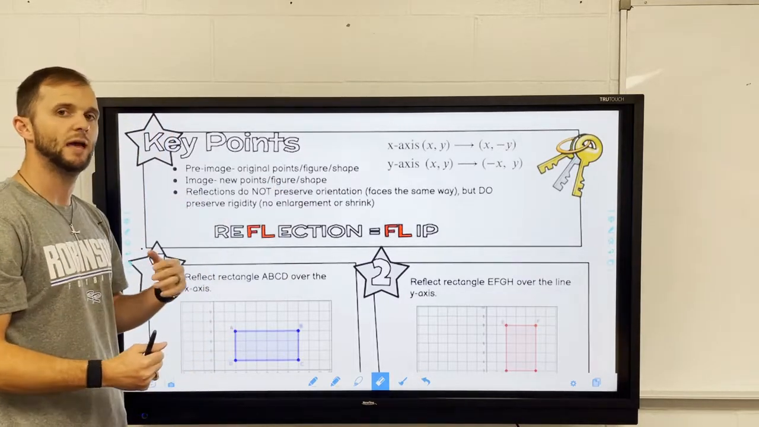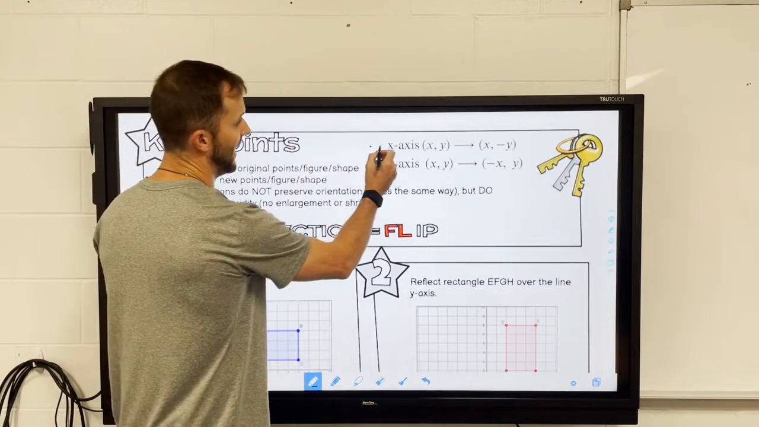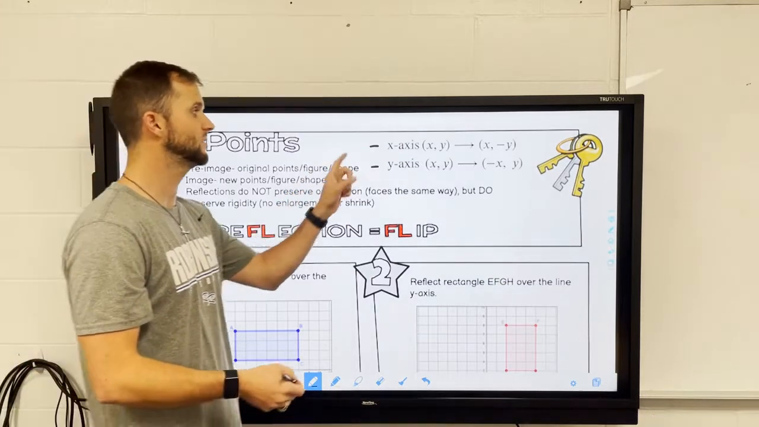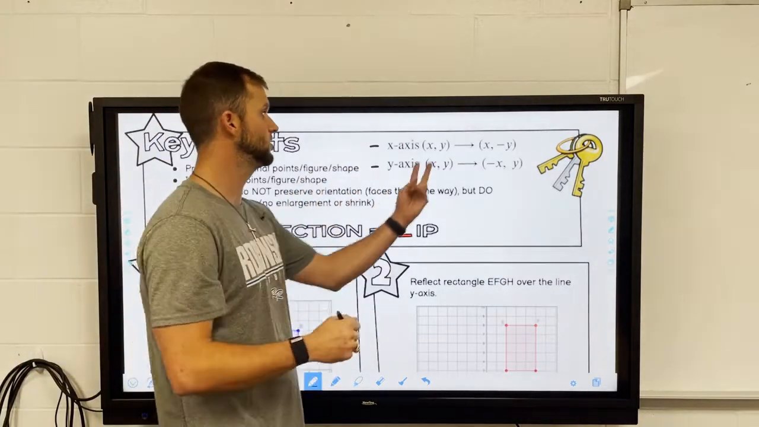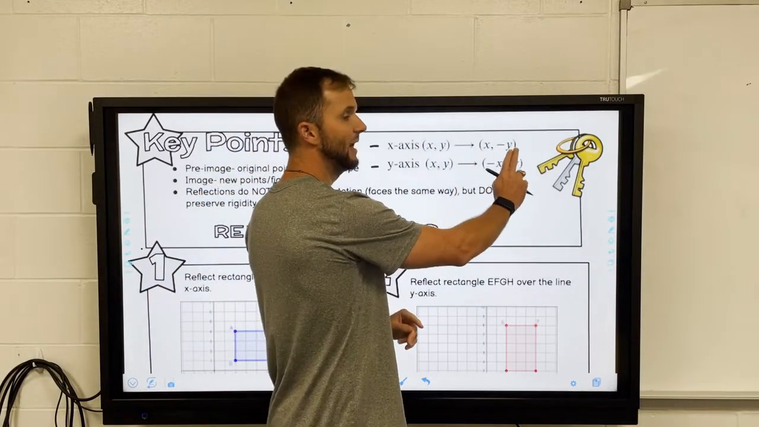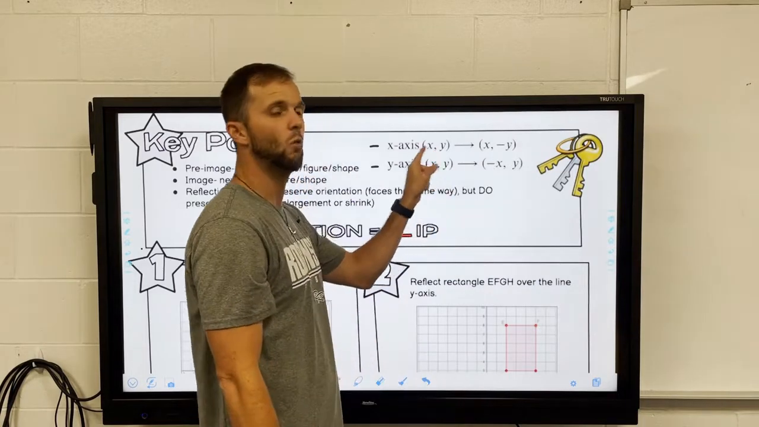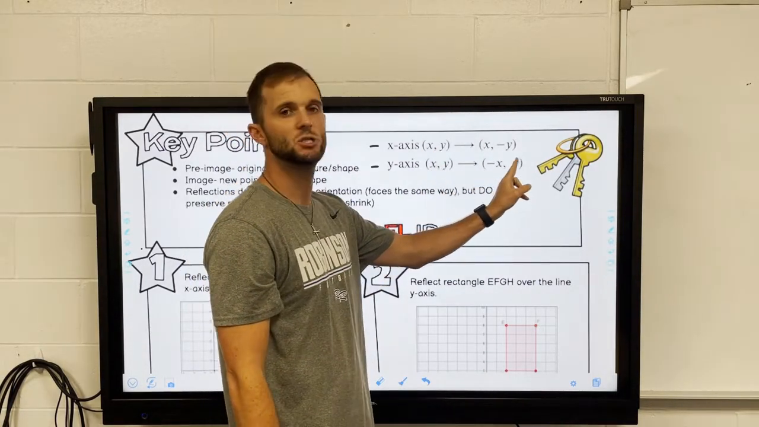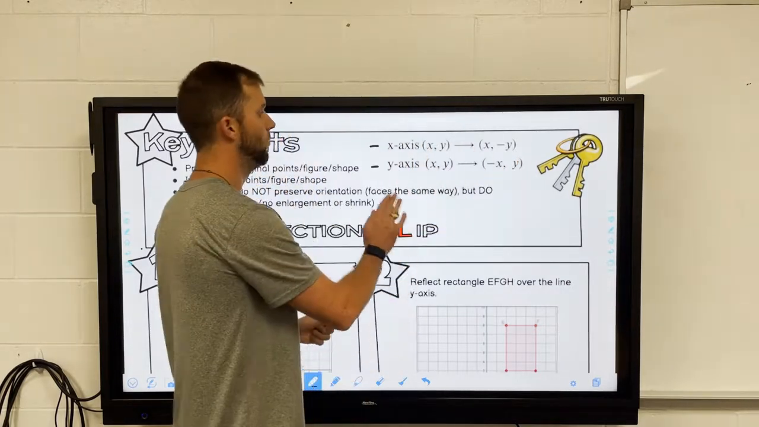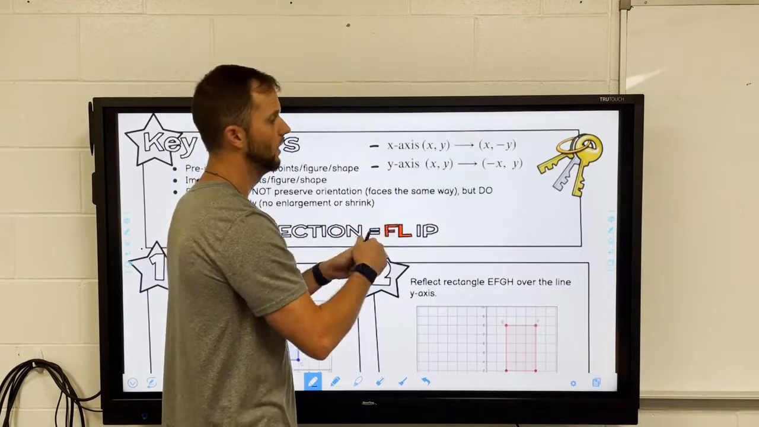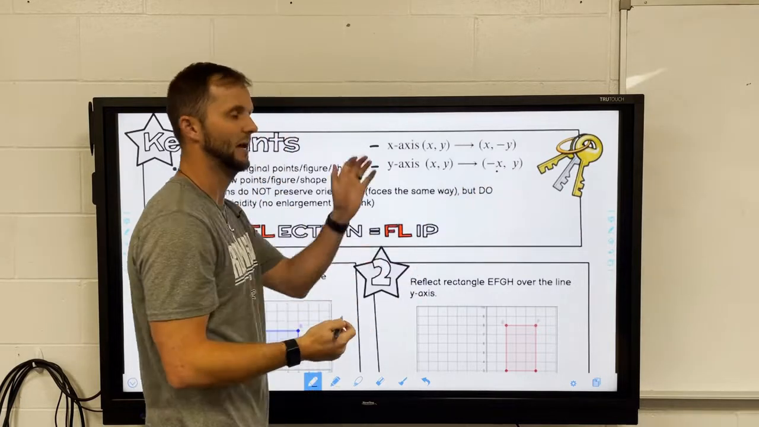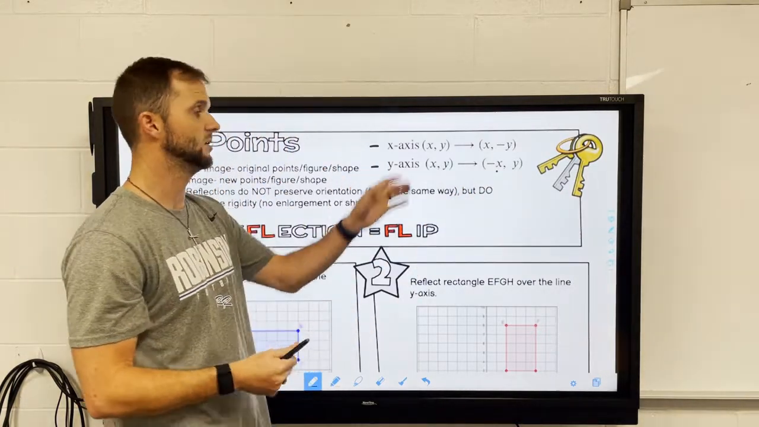So now, today we're only going to be looking at the x-axis and the y-axis if I reflect over that. If I reflect over the x-axis, my pre-image, my original point (x, y), is going to change into (x, negative y). So whatever your y-coordinate is, I'm going to change it to its opposite. So that's what happens when you go across the x-axis. On the y-axis, going over the y, I'm only going to change the x-coordinate. So x is going to change to its opposite. I keep that y-coordinate, okay? So that's how you do that mathematically.